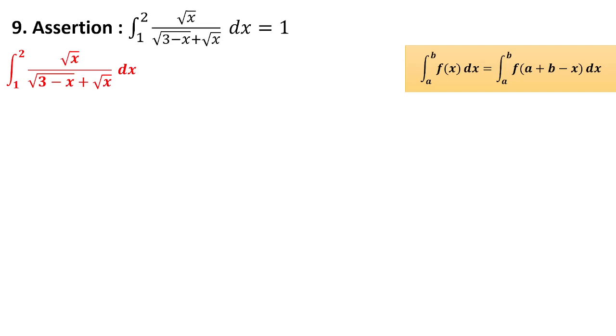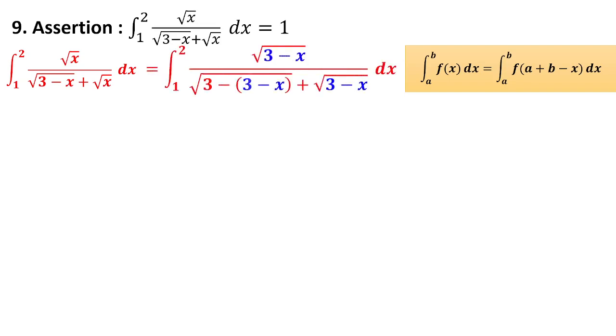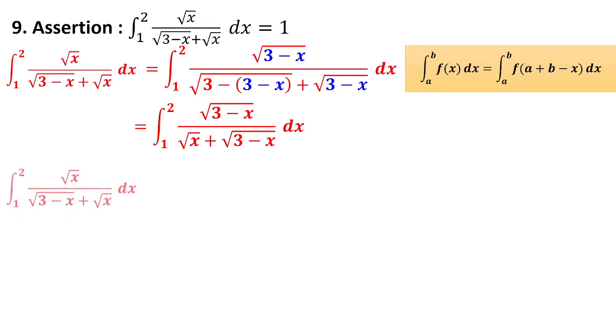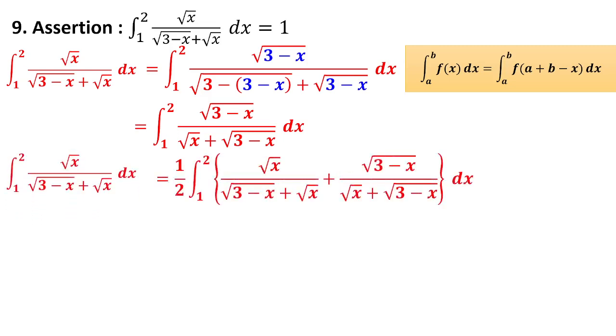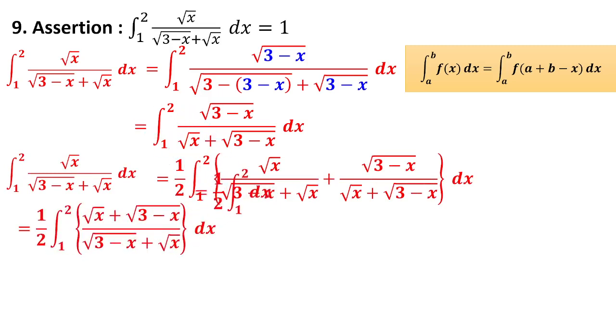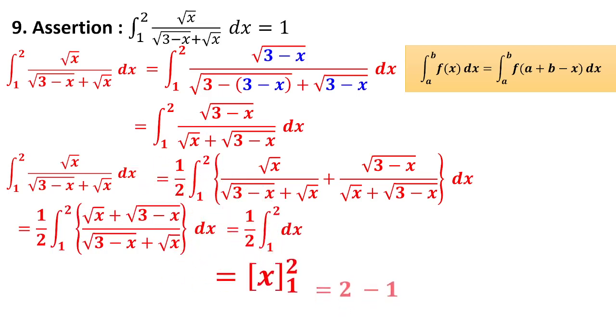How did I get this idea? 2 plus 1 is 3. I am having 3 minus x in the denominator. Where am I using that? Wherever x is there, replace it by 3 minus x. Now you get this integral like this. Now take half into the sum of the two integrands. I am adding them. When I add them, numerator and denominator get cancelled. You will get only dx. Therefore, when I substitute the upper limit minus lower limit, the answer is 1.